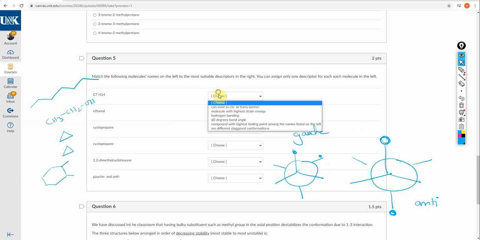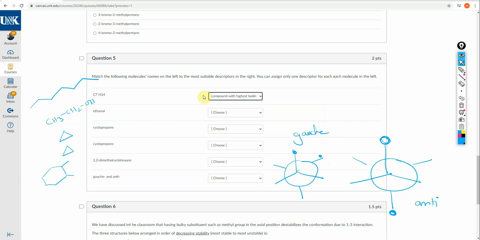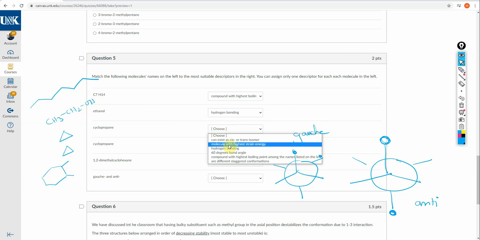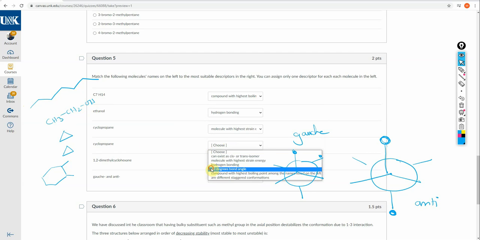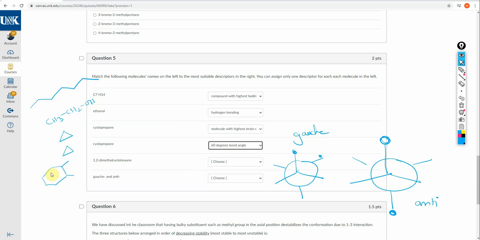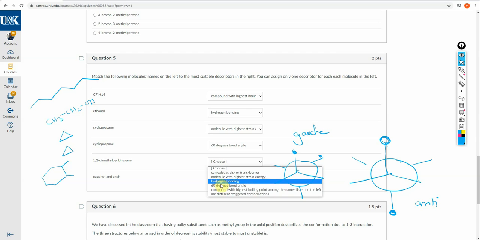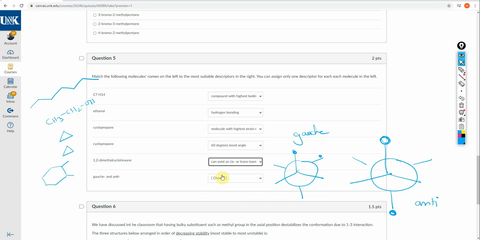So C7H14, among these compounds, is the compound with the highest boiling point because it's the largest compound. It has the most amount of surface area. Ethanol, obviously only structured here with hydrogen bonding. Cyclopropane, you can have a molecule with the highest energy, and cyclopropane also is going to be a molecule with 60-degree bond angle. They both apply to this because this one will not have a 60 degree, it's going to be close to 109.